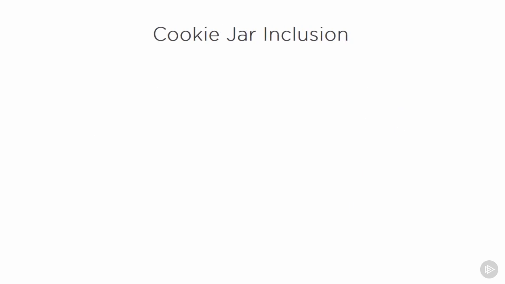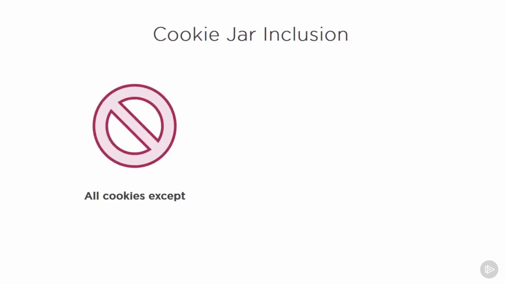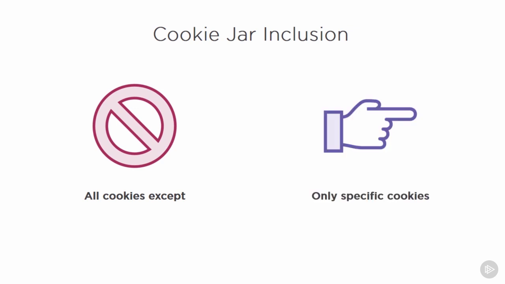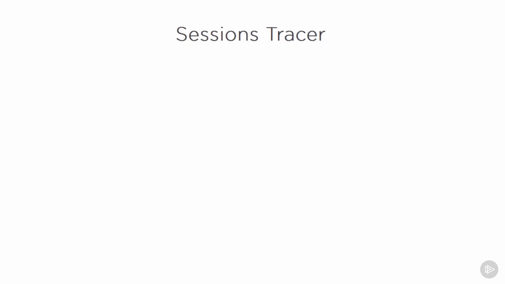So the cookie jar has some inclusion rules. For example, you can define that you want all the cookies captured except for some specific cookie. Maybe an unauthenticated cookie is not of your interest, for example. Or you can say that you only want to see specific cookies that help you in order to keep your session active, for example.